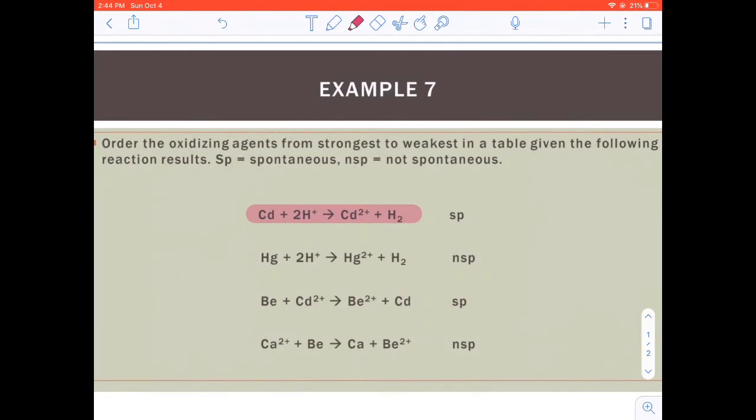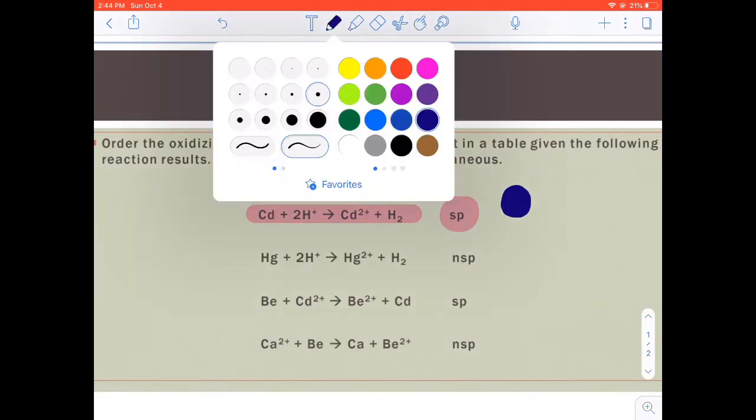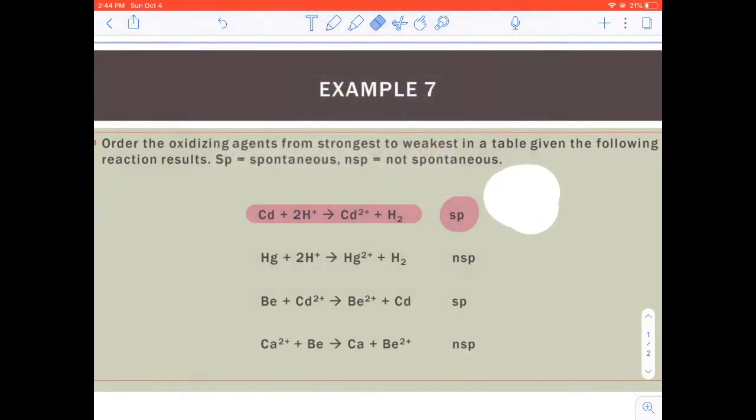So this is telling us that cadmium solid is reacting with the hydrogen ion, and this SP here tells us that this is a spontaneous reaction. Because this is a spontaneous reaction, we know that our oxidizing agent must be above our reducing agent on our table. So when we're writing our table, our oxidizing agent should be above our reducing agent for a spontaneous reaction.